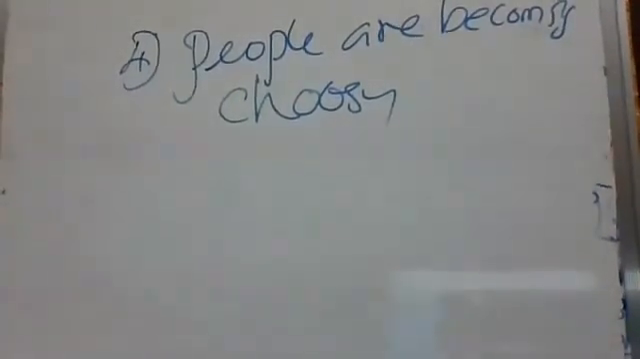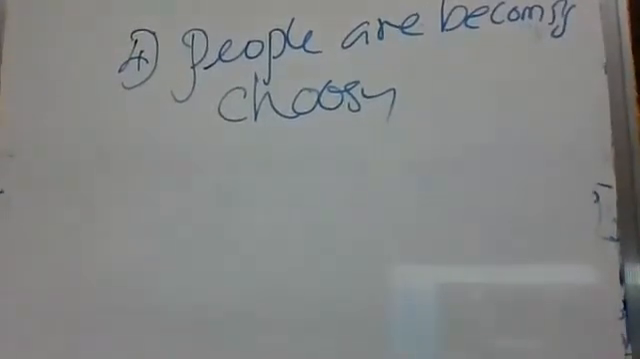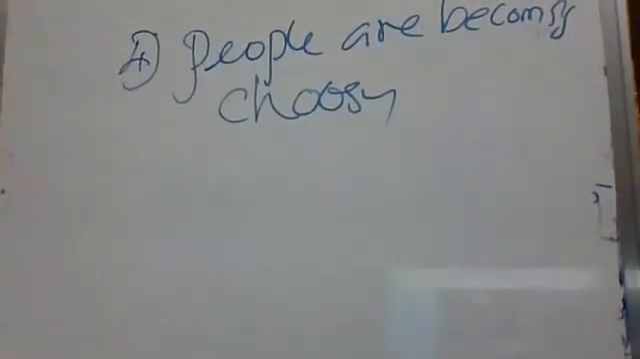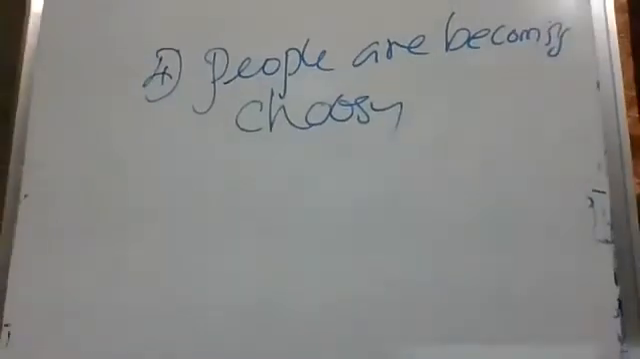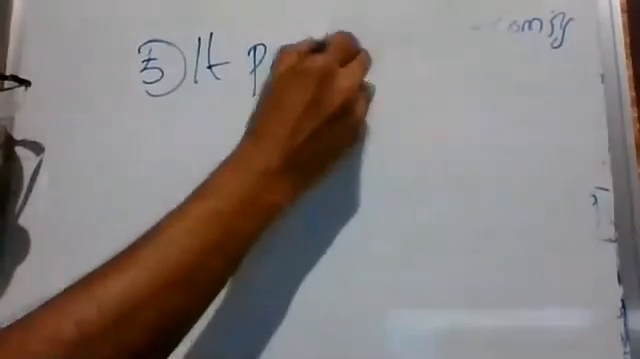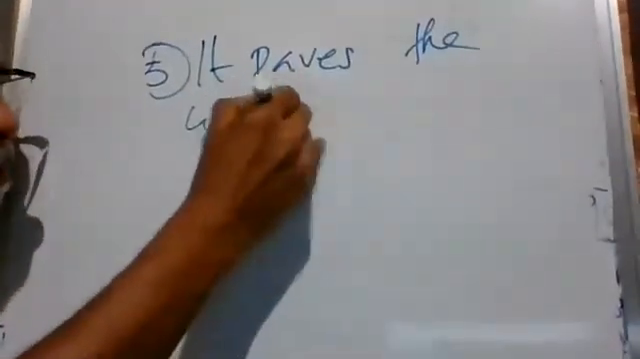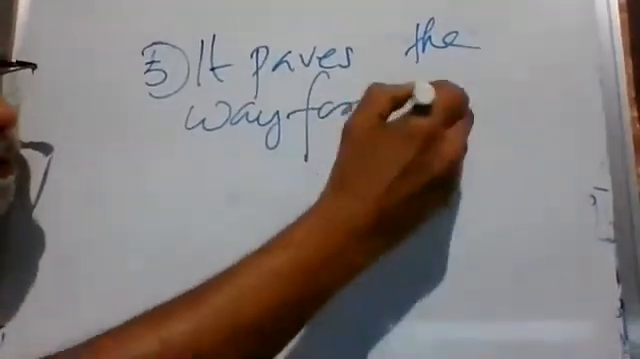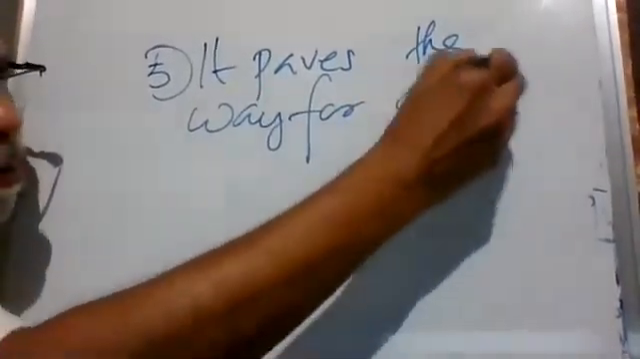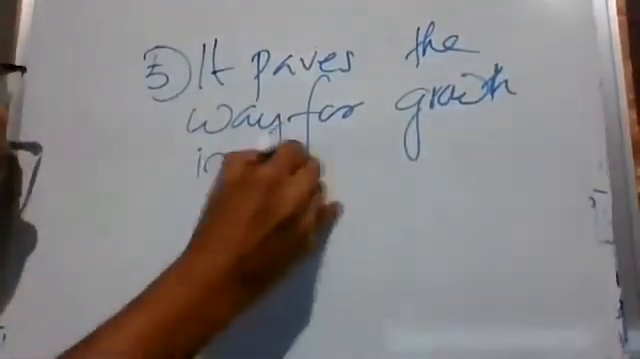When the profit margin is more, automatically there will be growth. Slowly, the developing countries will become developed countries. Are you understanding? Yes, sir. So it paves the way for development. That's the simple meaning. Paves means shows the way for growth in developing countries.